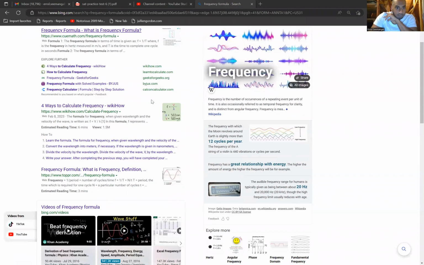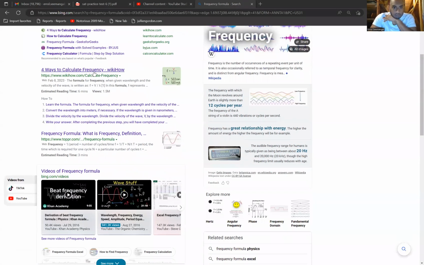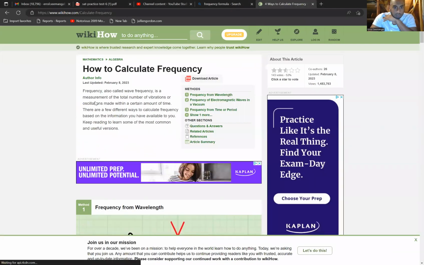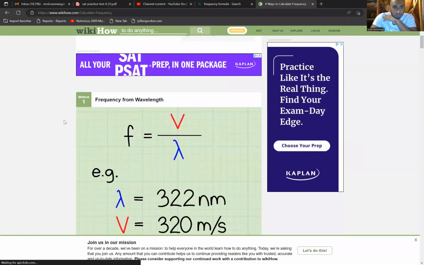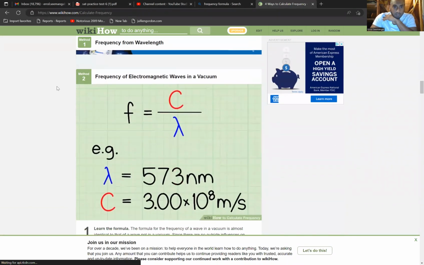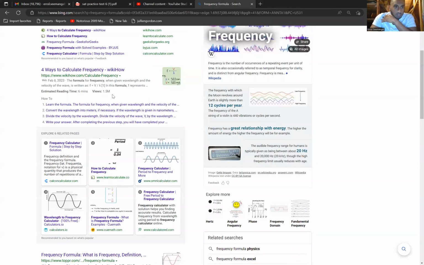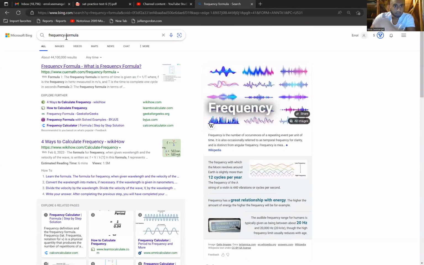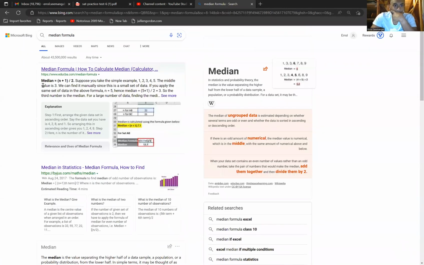Four ways to calculate frequency. Frequency from wavelength. No, that's not it. That's some physics or something. Maybe median formula? Take the number of n's plus 1 divided by 2. The middle number. Okay, let's try it like this. N was what, 21 in that case?